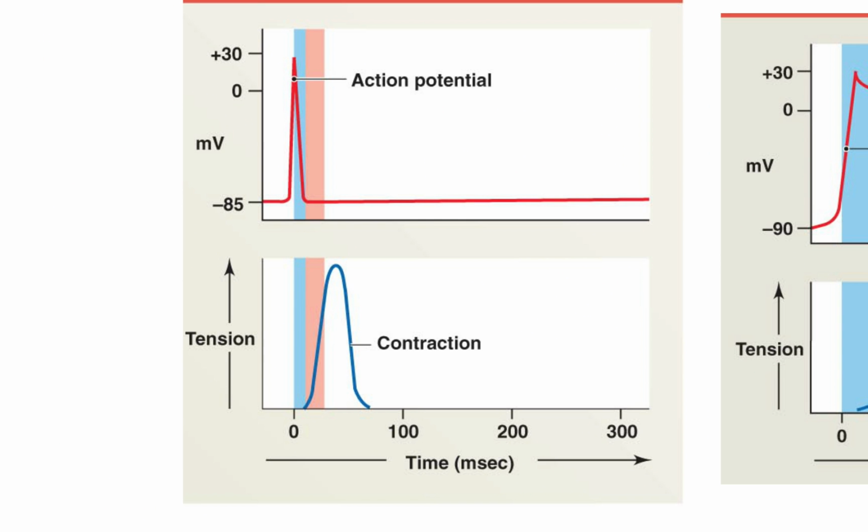And this shows the action potential and the contraction, and they're on the same time scale for a skeletal muscle. And the blue is the absolute refractory period, and the orange is the relative refractory period. So you can see it's very quick. This is 100 milliseconds right here. So the action potential takes maybe 5. And then you can see the contraction is finished within 60 or 70 milliseconds.